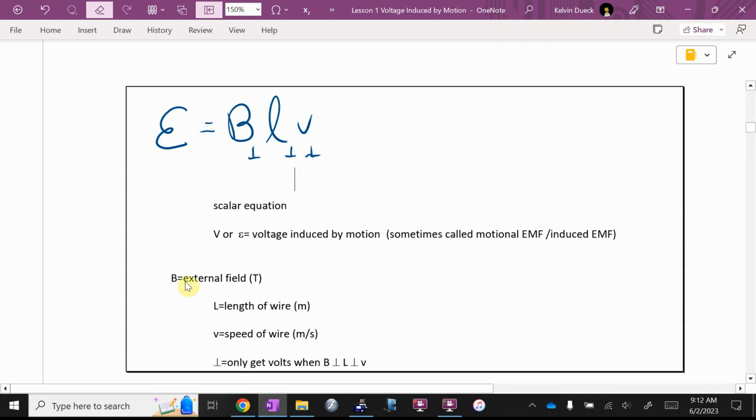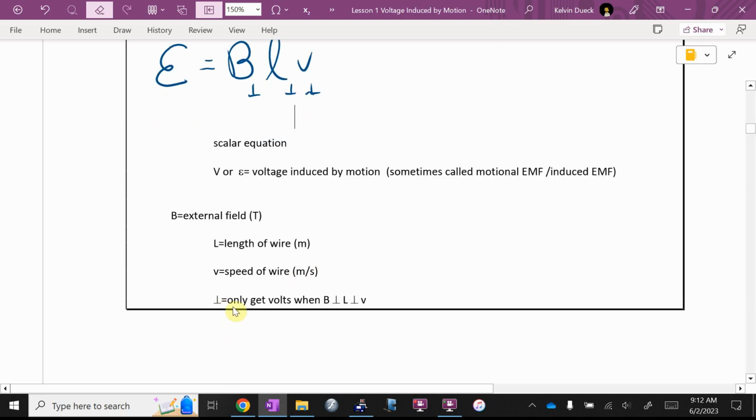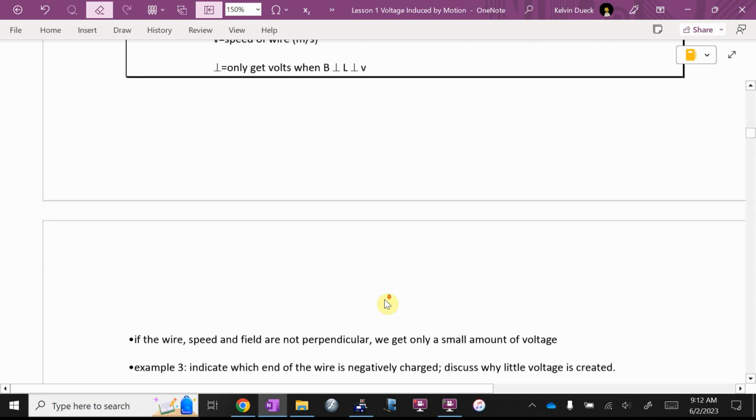B is your external magnetic field, maybe from a solenoid. So this B could also be mu naught N times I over L, a different L, the length of the solenoid, not the length of the bar. L is the length of the wire in meters. v is the speed of the wire, perpendicular. You get your maximum EMF when everything is perpendicular.